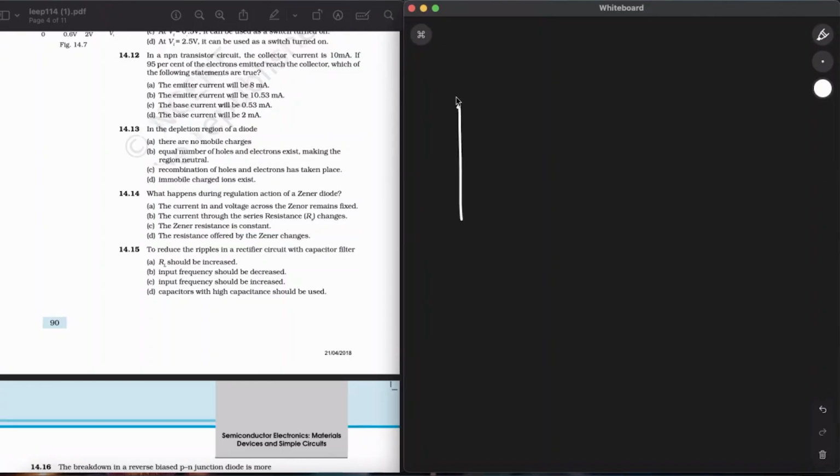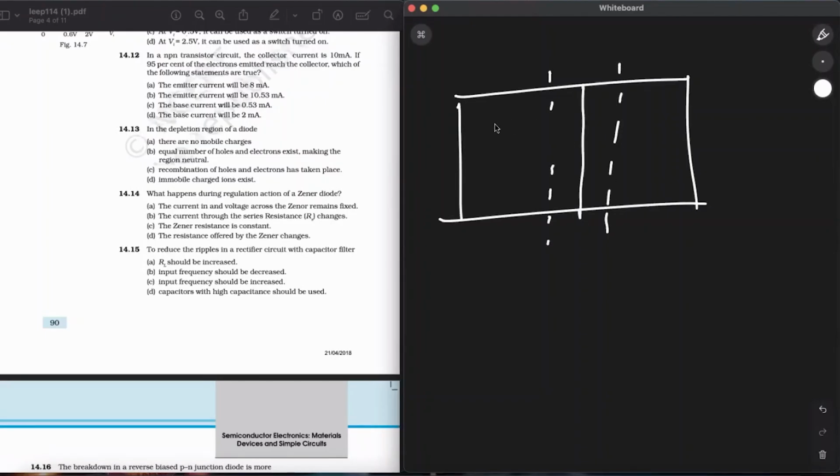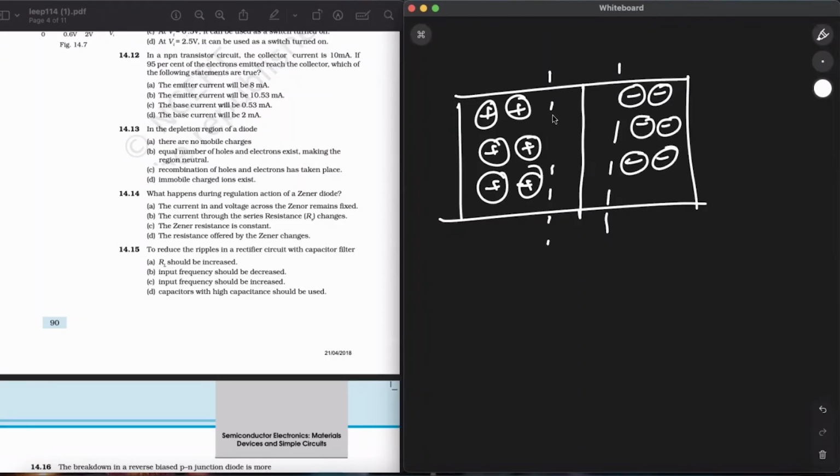So let me draw a diagram for you to understand. This is the junction actually. This side is positive, positive, positive, and this side is negative, negative, negative. What was there initially? There was a positive charge over here, a negative charge over here. What happens is this electron moved from here to here, creating a hole over here. This electron moved from here to here, creating a hole. An electron moved from here to consume a hole and created a hole consequently.